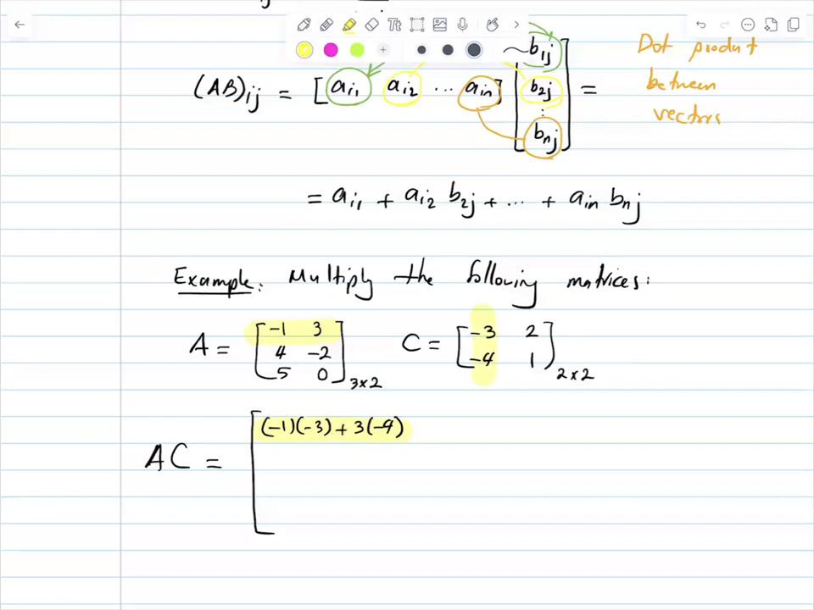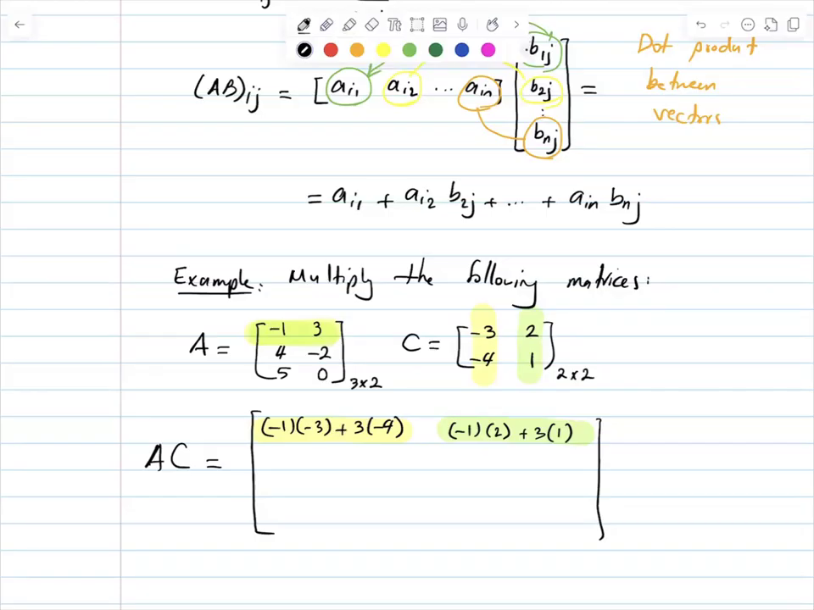Then we jump into the next one. We are taking the same row and multiplying that by the second column. We're going to write this down here. So we have -1 times 2 plus 3 times 1.